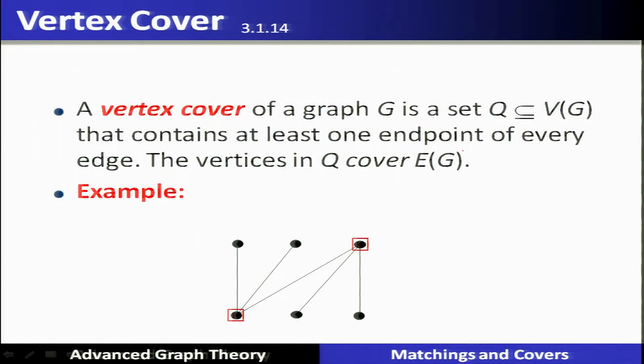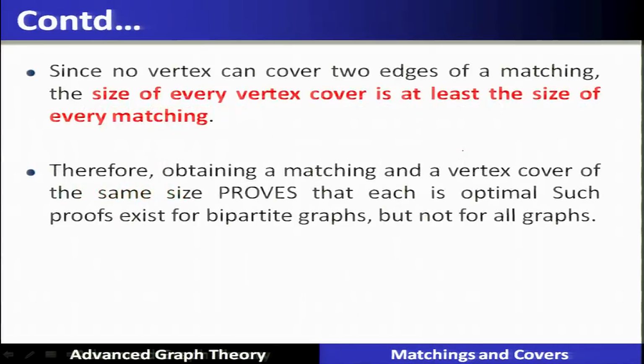than the maximum matching. A vertex cover of a graph is a set of vertices that contains at least one endpoint of every edge. That means a vertex cover covers all the edges, shown in this example as squared symbols. Since no vertex can cover two edges of a matching, the size of every vertex cover is at least the size of every matching. Therefore, obtaining a matching and a vertex cover of the same size will prove that each is optimal. Such a proof exists for a bipartite graph, but it is not valid for all graphs.